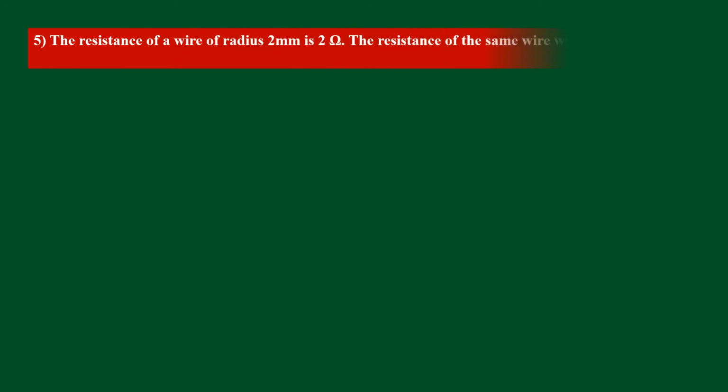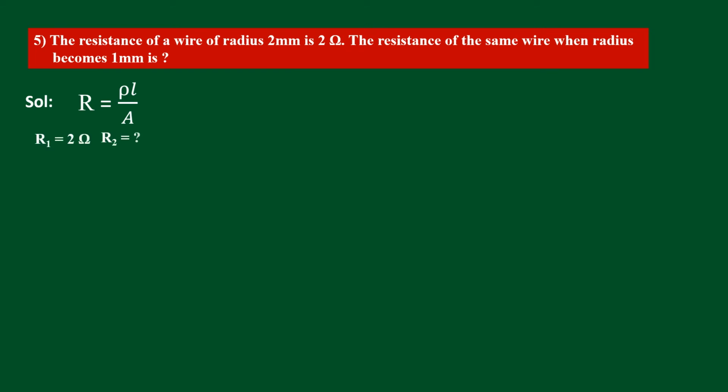Now let us move to another problem. The resistance of a wire of radius 2 millimeters is 2 ohms. The resistance of the same wire when radius becomes 1 millimeter is. Now we know that R is equal to rho L by A. Let us see what is given in the problem. R1 is 2 ohms, R2 we have to find. Now small r1, that is radius, is given as 2 millimeters and r2 is given as 1 millimeter.